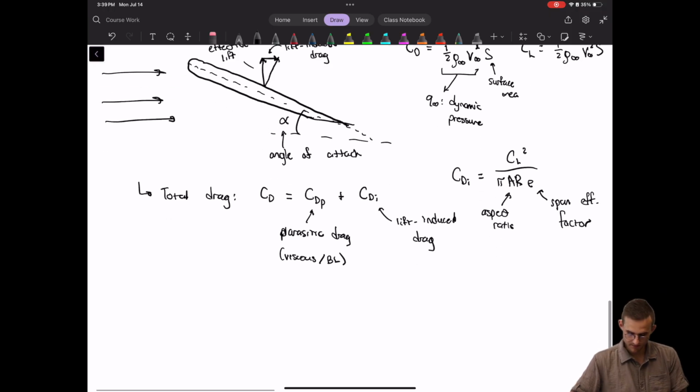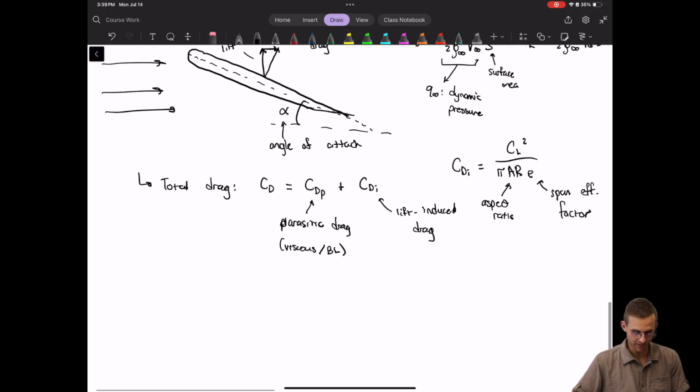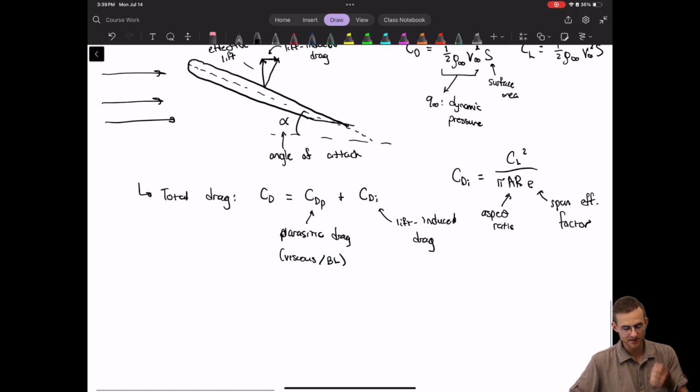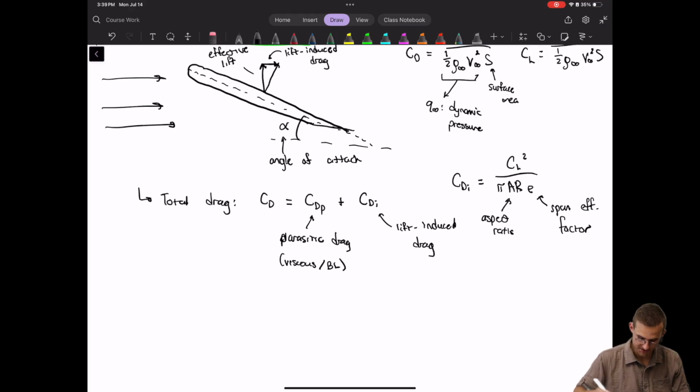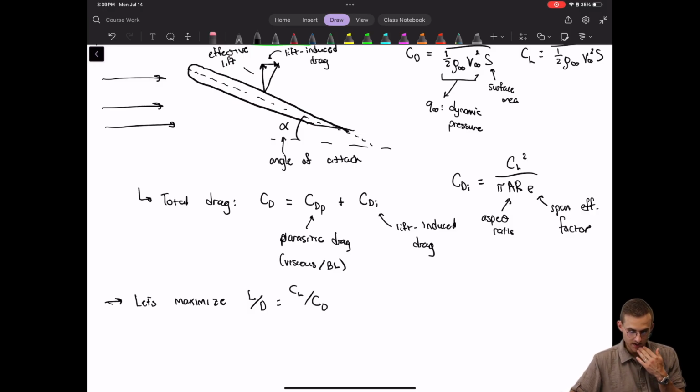So let's go through an exercise here, and we're going to maximize the ratio of the lift to drag, which is the same thing as CL over CD. So let's maximize L over D, which is the same as CL over CD. And we'll see some interesting things from this exercise.